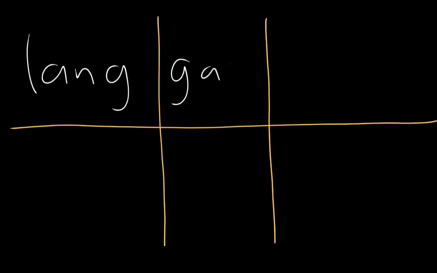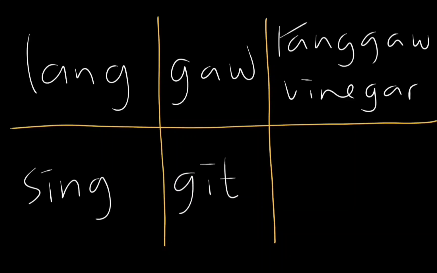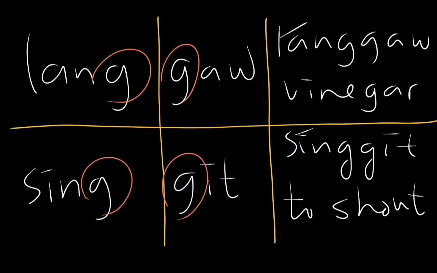For our next examples, let's write them down by syllables. The first one we have here is lang, gao, langgao, meaning vinegar. The second one we have here is sing, git, singgit, meaning to shout. Notice that the G's in these words belong to different syllables or sound systems. So there you have the case of the double G in Hiligaynon words.